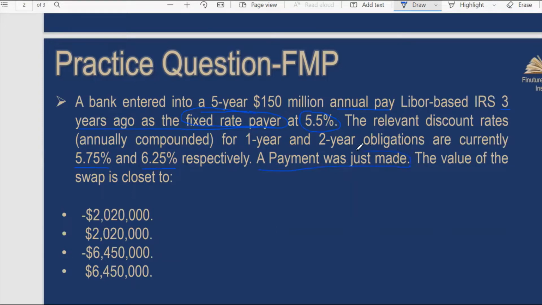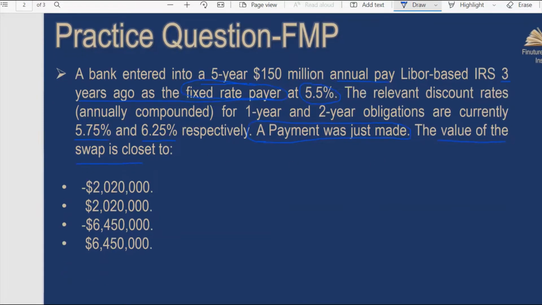If you have been given this information in any of your questions, then there is a specific formula which can be used, and that is very easy. From an exam point of view, the questions asked are usually from this angle, that payment was just made. So there is a direct formula which can be applied to get the value of the swap. We have been asked to calculate the value of the swap.